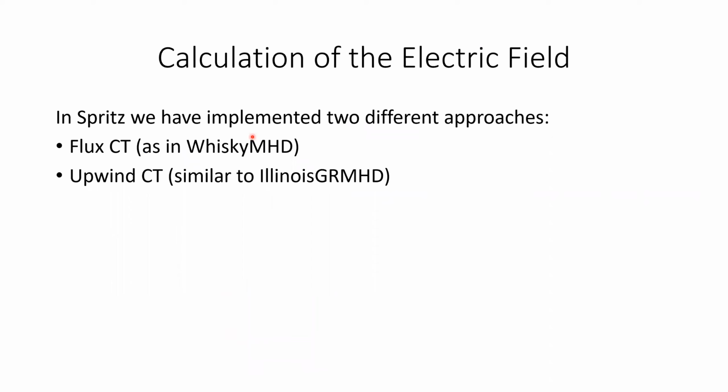When you evolve the vector potential, you need to compute the electric field, and there are two different approaches. Both of them are implemented in Spritz. One approach is called flux CT, where CT stands for constrained transport, and this is the same approach that was used in Whisky MHD. A more recent approach that we implemented in Spritz is called upwind CT, and it is very similar to the one that is implemented in other MHD codes. There is just a slightly different way in which the electric field is computed by the same method.